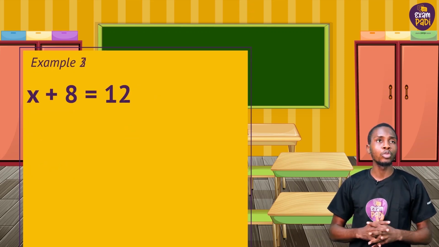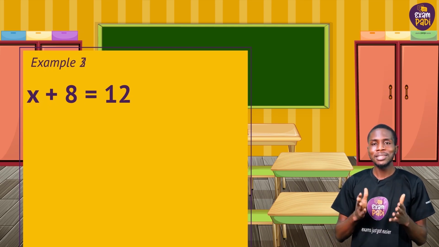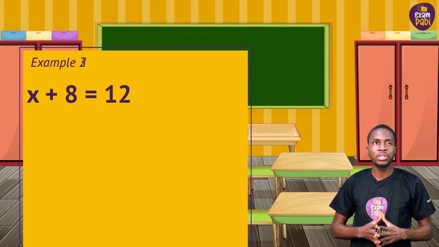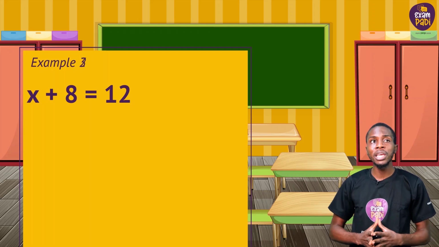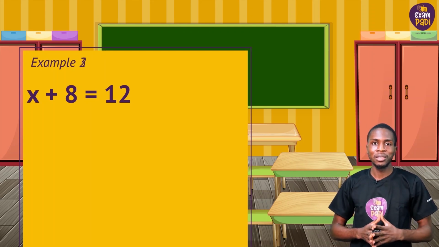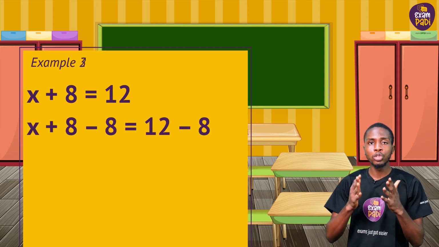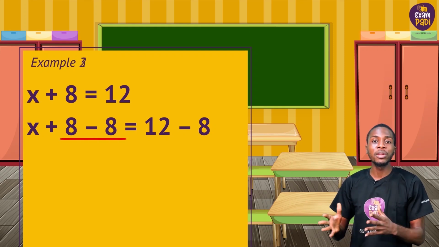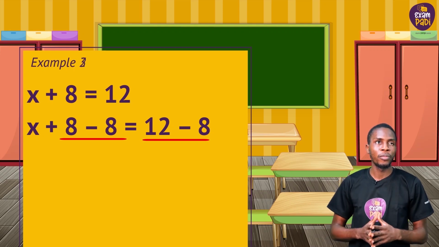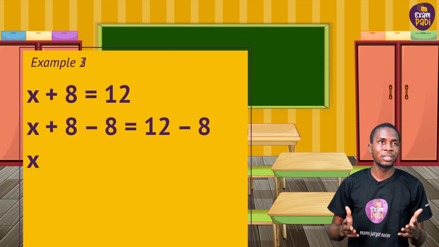Example 3. x plus 8 equals 12. The unknown x is on the left-hand side. Since 8 is added to x on the left-hand side, we subtract 8 from both sides. The reason why we are subtracting 8 from both sides is because the opposite of plus 8 is minus 8. x plus 8 minus 8 equals 12 minus 8. 8 minus 8 will give us 0. 12 minus 8 gives us 4. We are left with x plus 0 equals 4. Therefore, x equals 4.